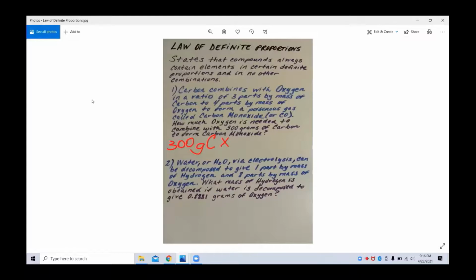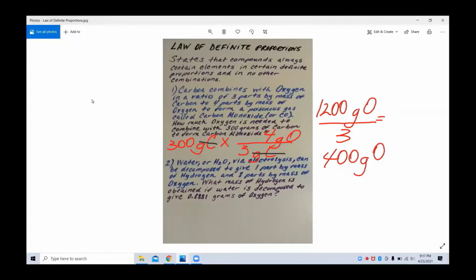carbon. So that being said, there are 3 parts by mass of carbon. So let's put the 3 grams of carbon on the bottom. And on the top, you're going to put the 4 parts by mass of oxygen. So let's put 4 grams of oxygen. That's what that means. So these are going to cancel out. And that's going to leave you with 300 times 4, which is 1,200 grams of oxygen divided by 3, which is equal to 400 grams of oxygen. So that's your final answer. You need 400 grams of oxygen to combine with 300 grams of carbon to form carbon monoxide.